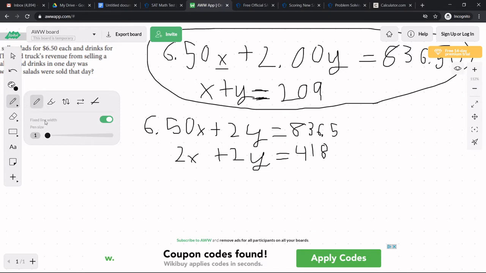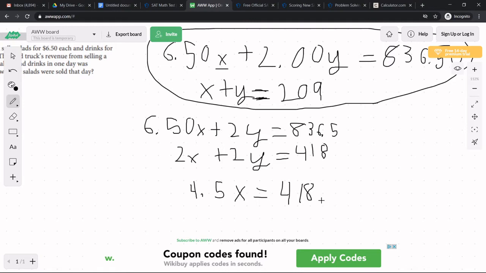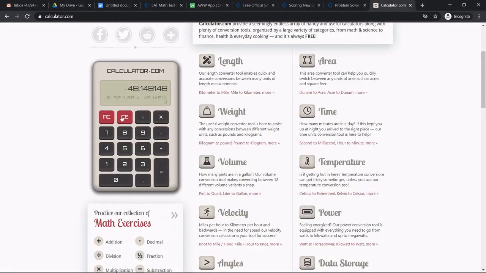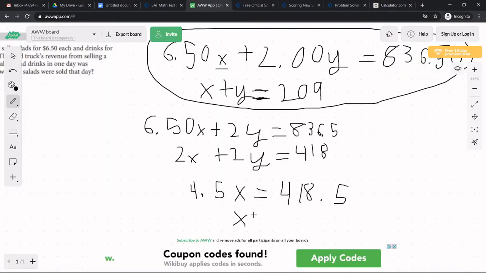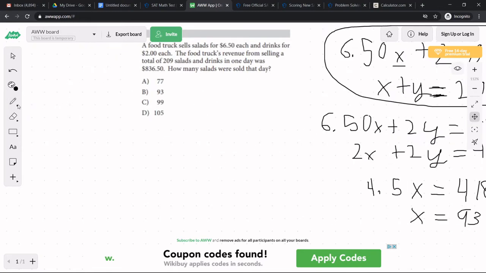And we get 4.5x equals 418.5, and this is on a calculator section, so 418.5 divided by 4.5 is 93. So the amount of salads we got is 93. B.